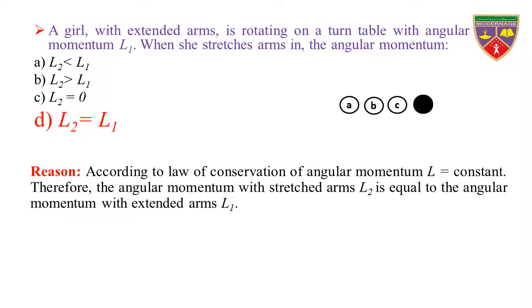Reason. According to law of conservation of angular momentum, L is equal to constant. Therefore, the angular momentum with the stretched-in arms L2 is equal to the angular momentum with extended arms L1. Hence, L2 is equal to L1.